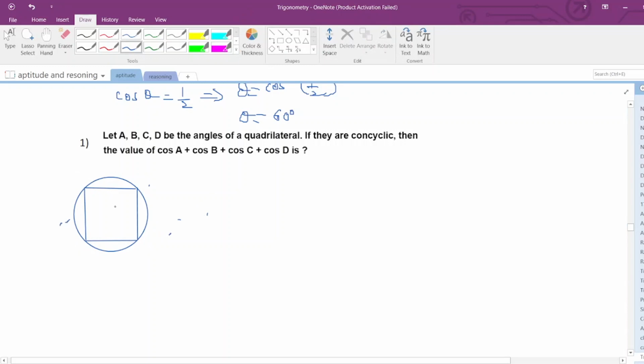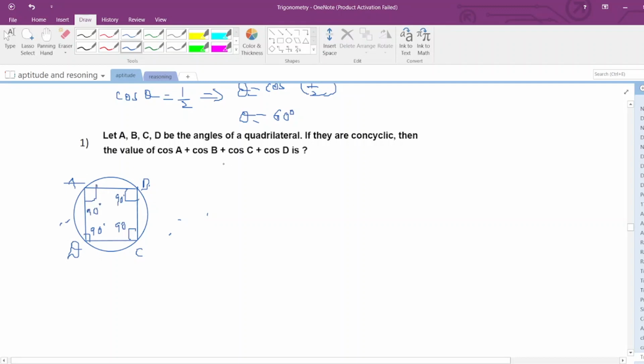Basically the inner side is the quadrilateral, and if they are concyclic it has to touch the circle, okay? Let's suppose these are the points where it is touching. So I'm making a quadrilateral. Let's take A, B, C and D. All are right angles, right? All are 90 degrees.